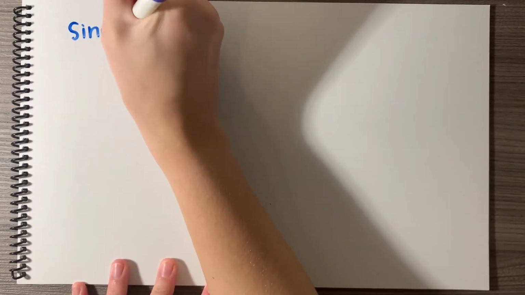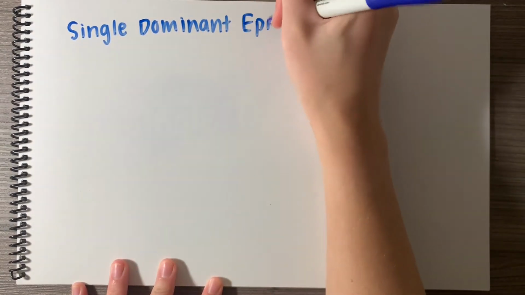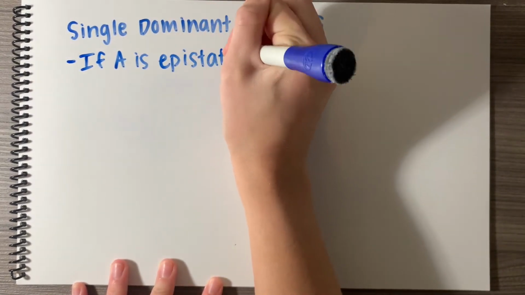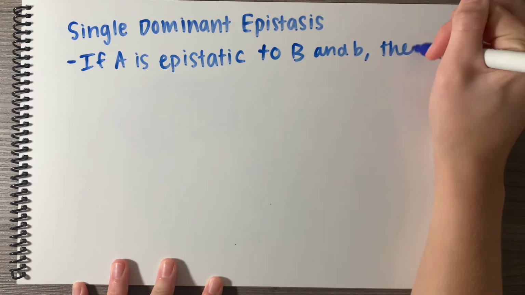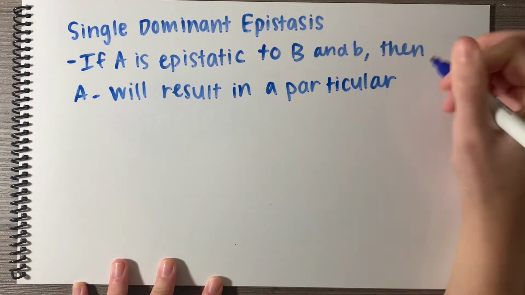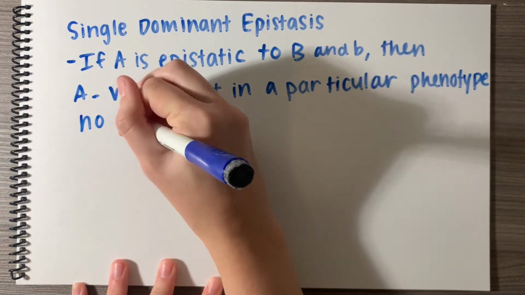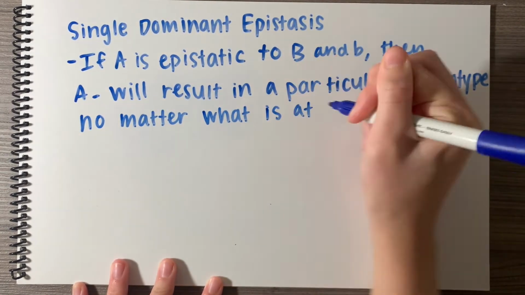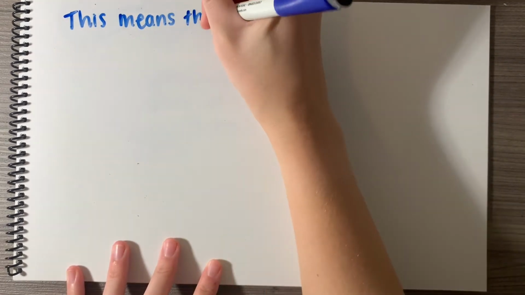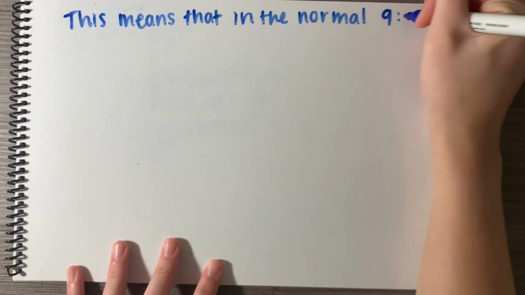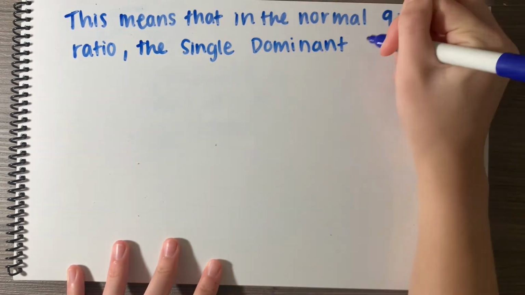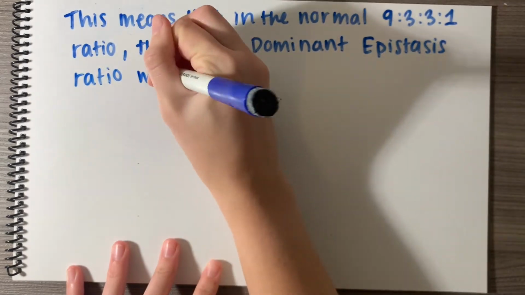There are many different kinds of epistasis, but in this video we're just going to talk about single dominant epistasis. Single dominant epistasis is defined as: if capital A is epistatic to capital B and lowercase b, then capital A blank will result in a particular phenotype no matter what is at the capital B lowercase b locus. This means that in the normal Mendelian ratio of 9 to 3 to 3 to 1, the single dominant epistasis ratio will actually be 12 to 3 to 1.